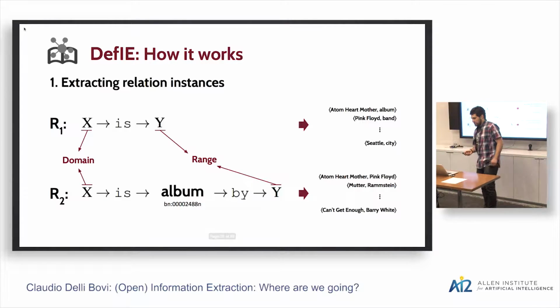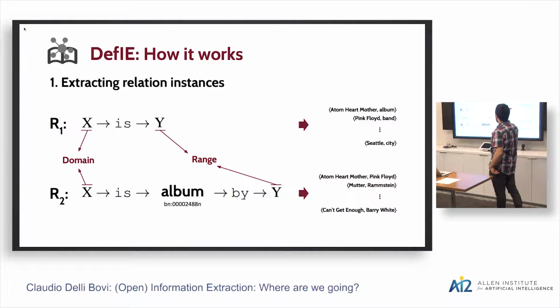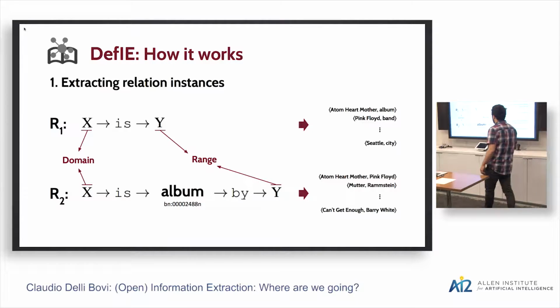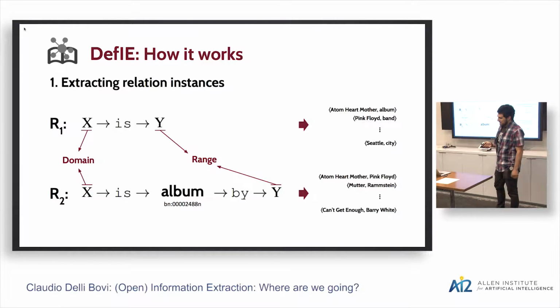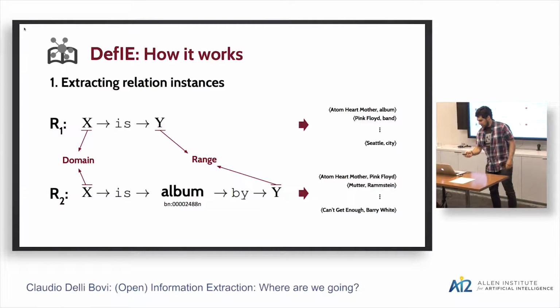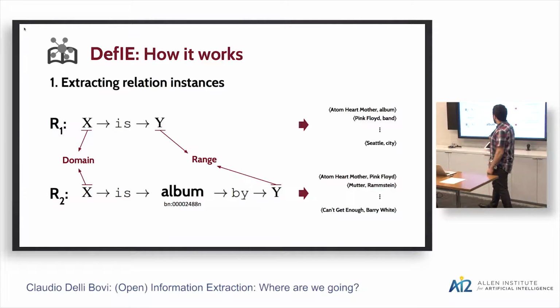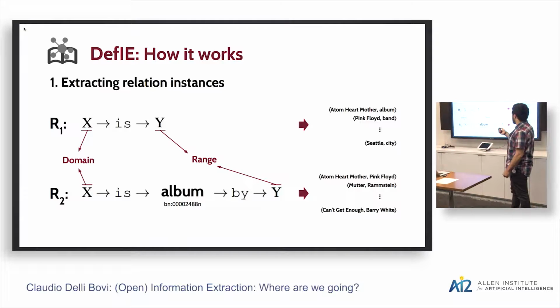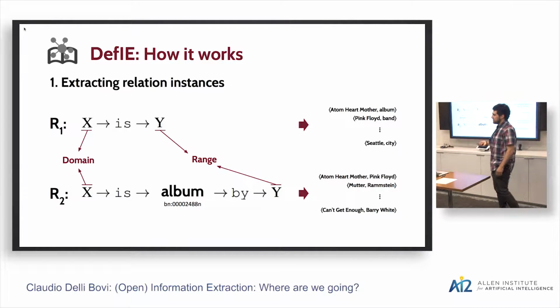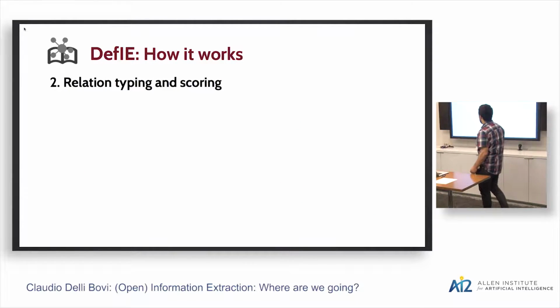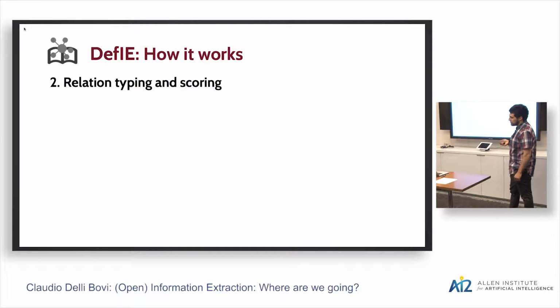Then we call all the left arguments domain arguments, and all the right arguments range arguments. That's also fairly standard. And the next thing that we try to do is characterize these relations semantically by typing these X and Y, by giving a semantic class to X and Y. For instance, in this case, we want X to be a record and Y to be a band or a musician. So we do relation typing, and in the same way, we also want to score those relationships.